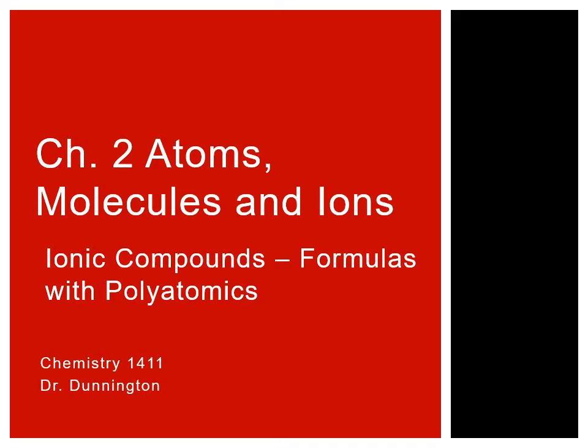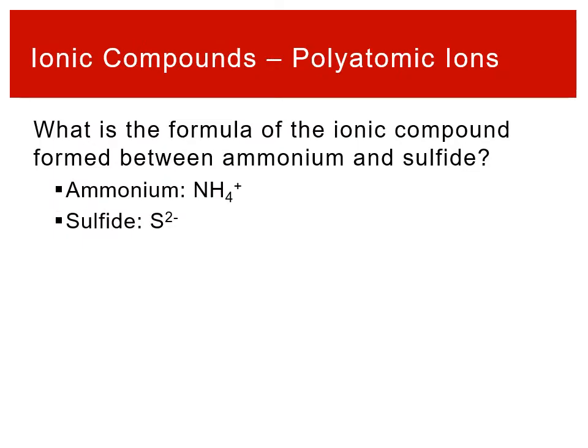Now we want to move on to talking about coming up with formulas for ionic compounds that contain the polyatomics. So say we want, what is the formula of an ionic compound formed between ammonium and sulfide? So sulfide, we know, is S2 minus. Ammonium is then that NH4 plus cation.